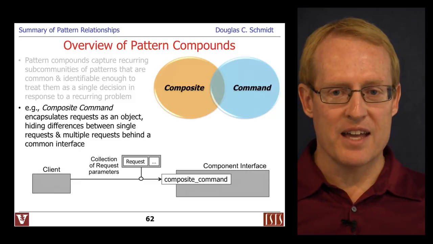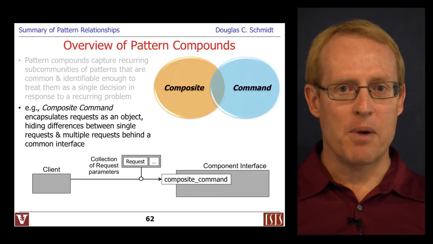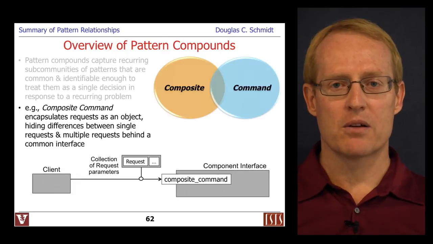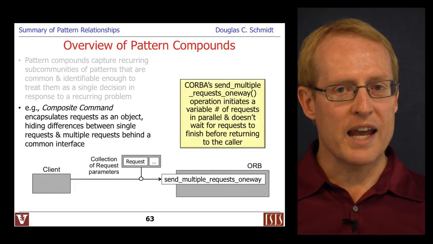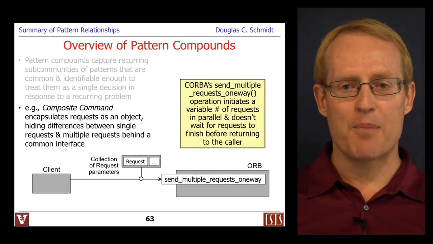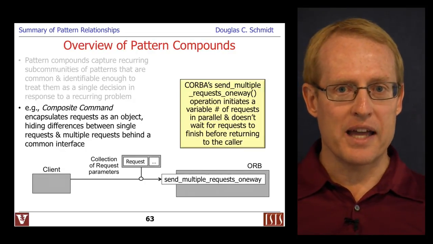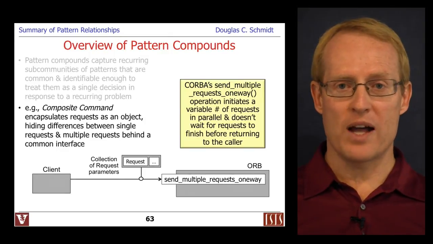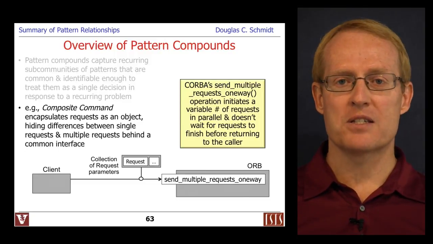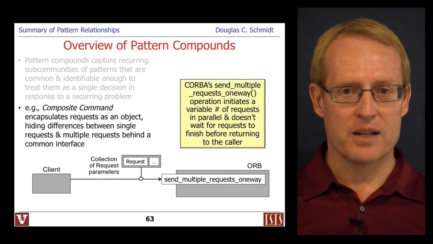So for example, you could have a component interface or an aggregate or container that has a composite command, and you could send a set of requests or get back a set of results from that composite command. Once again, in the context of our Corba broker example, Corba defines an operation called send multiple requests one way that allows a client to initiate a variable number of requests, which could be one or could be many, in parallel, and it doesn't wait for the request to finish processing before returning control back to the caller. So that's an example of a composite command.